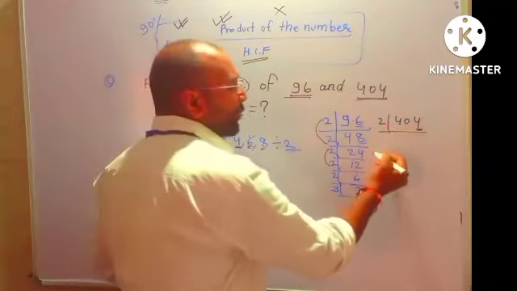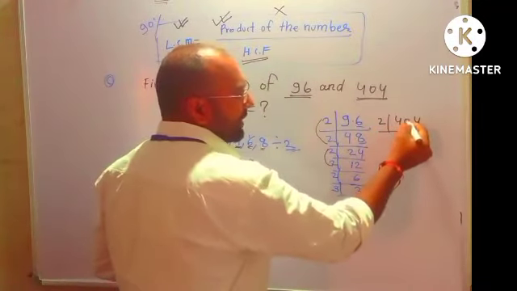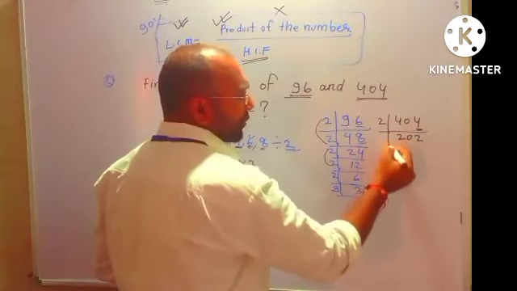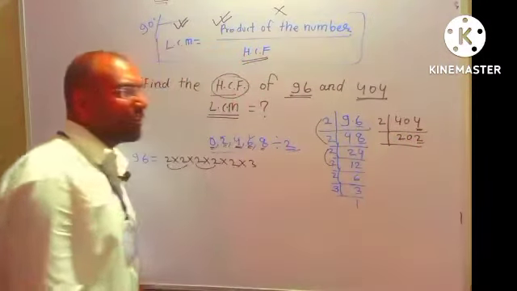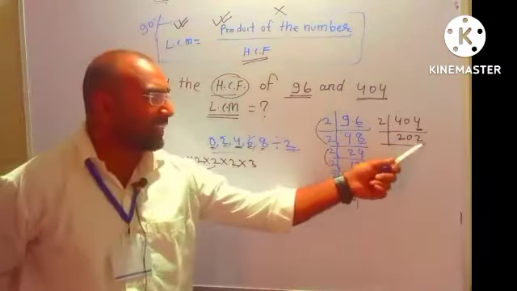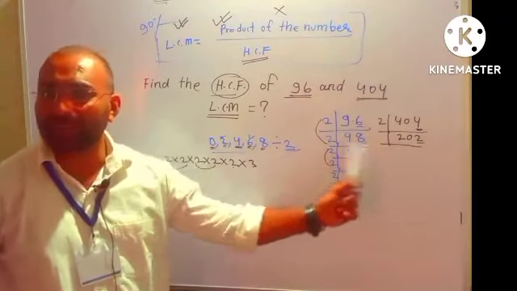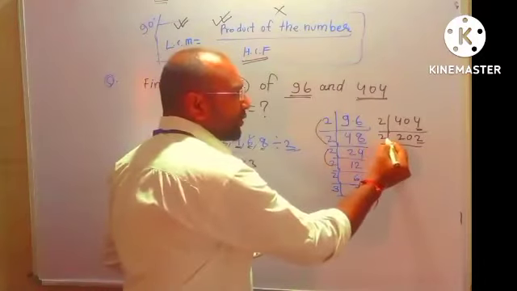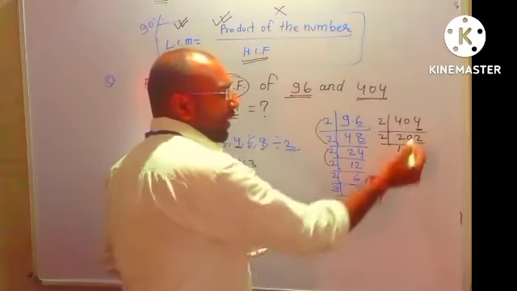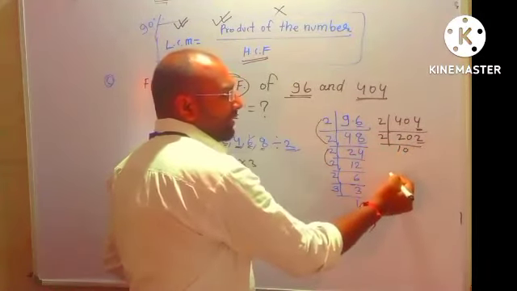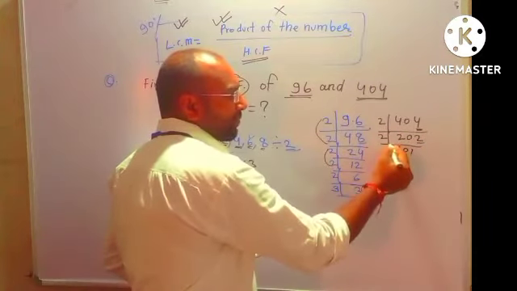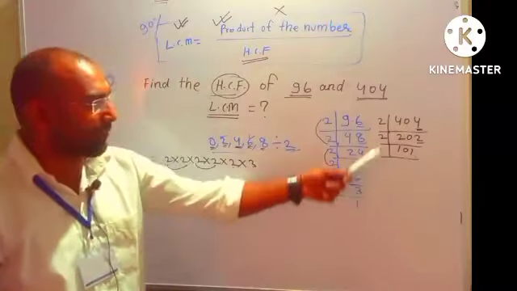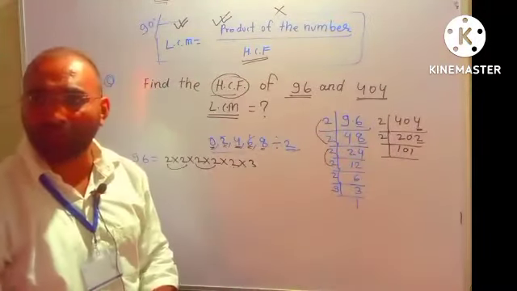4 divided by 2, 2. 0 divided by 2, 0. 4 divided by 2, 2. Again, what's the last digit, Krishna? 2. So this number can be divided by 2 again. 2 divided by 2, 1. 0 divided by 2, 0. 2 divided by 2, 1. Now what's the last digit? 1. So this one can't be divided by 2.